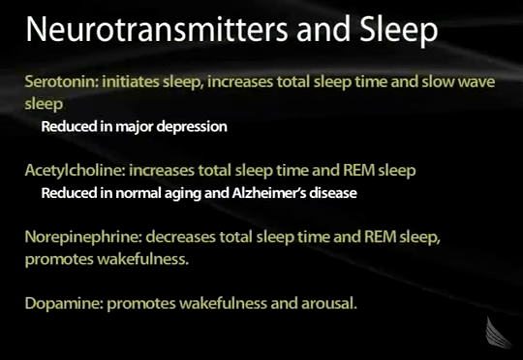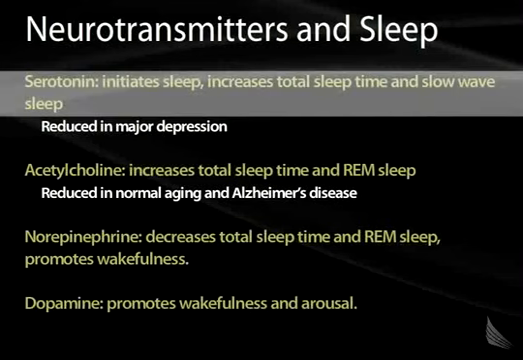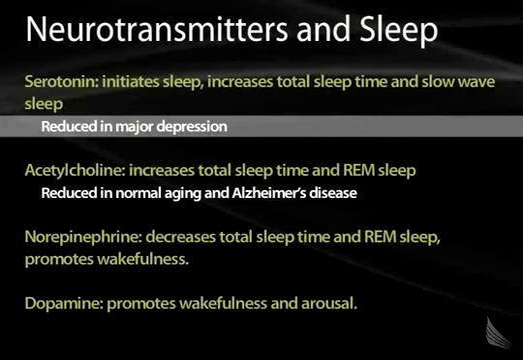So what are the different neurotransmitters of sleep? Both serotonin and acetylcholine promote sleep, whereas norepinephrine and dopamine promote wakefulness. Now, serotonin, that makes sense. People who are depressed frequently have a hard time falling asleep. So when you give them a serotonin reuptake inhibitor, which increases their serotonin in the synaptic cleft, their sleep is one of the first things that improve. So that makes a lot of sense.